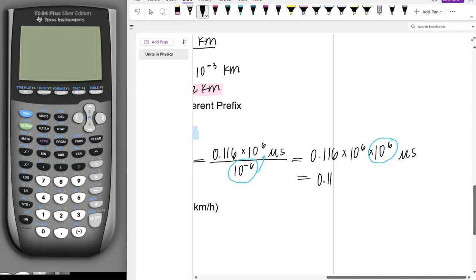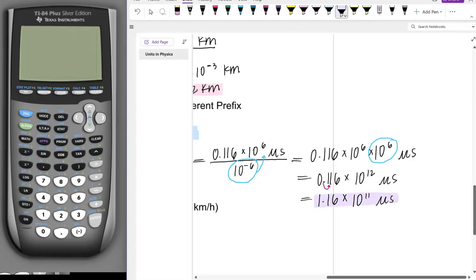And then you can look at this and say, okay, 10 to the 6th times 10 to the 6th, those have the same base. So I know that I can add their exponents and make that 10 to the 12th microseconds. But I know I shouldn't have a 0 here in scientific notation. So in order to move that decimal place over by 1, I know I'm going to have to make this 1.16 times 10 to the 11th microseconds.